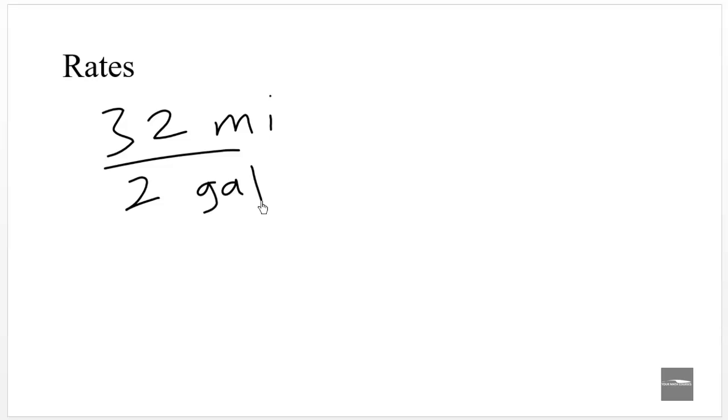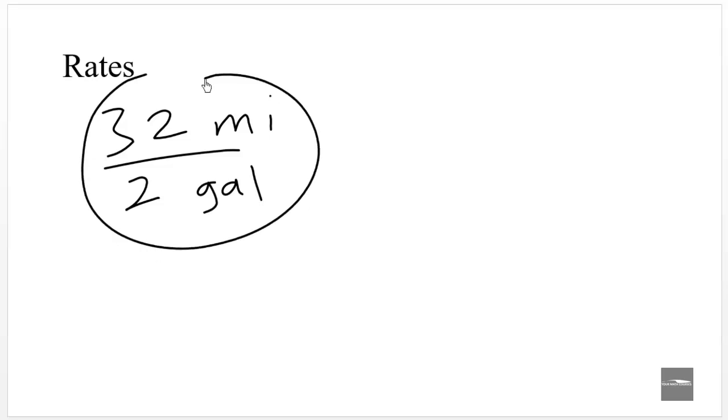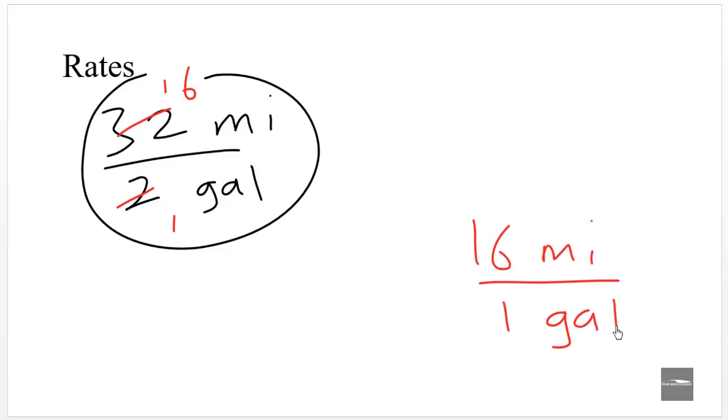So for instance, we can write this as a unit rate. That is, we make the denominator 1. That is the gallon, 1 unit. So the unit rate will be, this will be 1 and this will be 16. So the unit rate is 16 miles per gallon. Or we can write it as 16 miles per gallon.